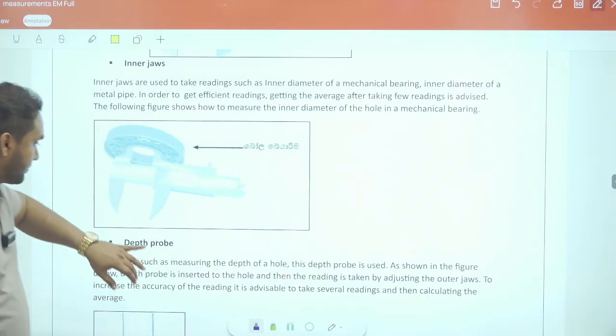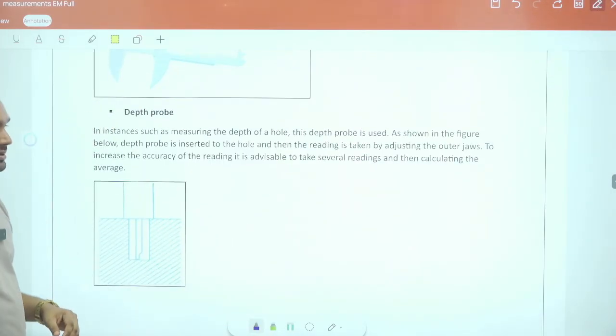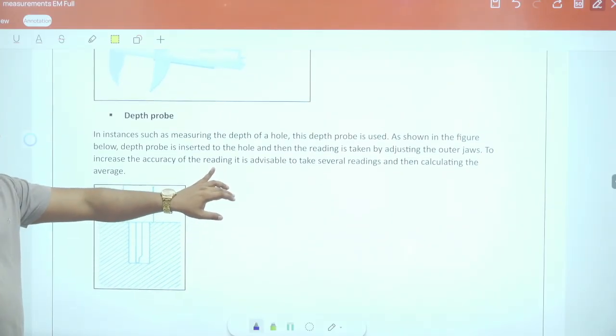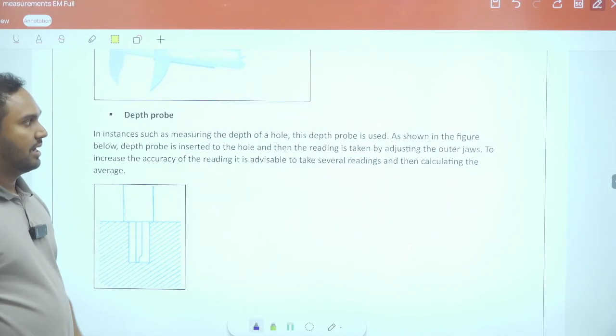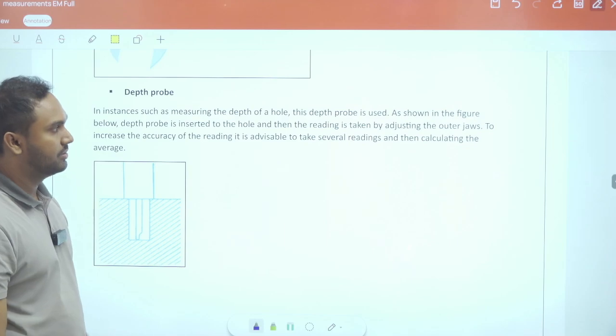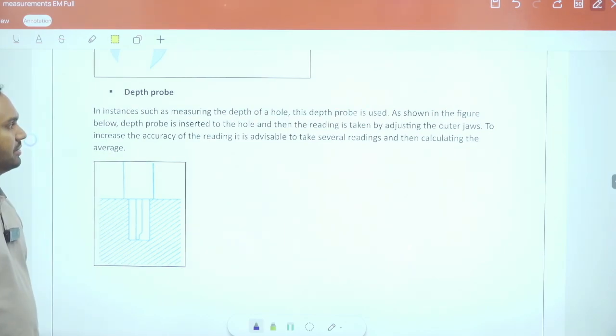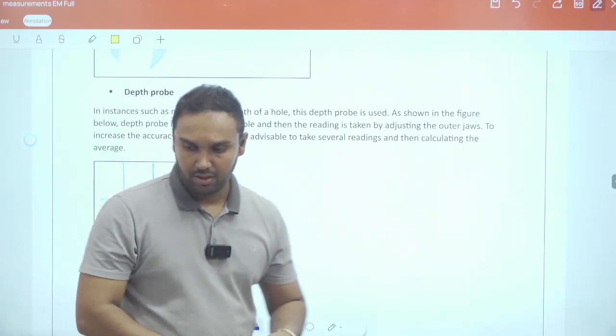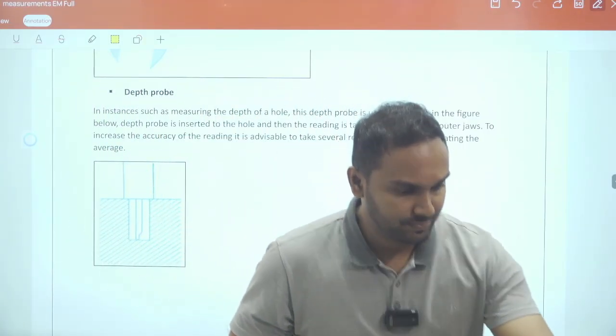Then come to the depth probe. Listen. Depth probe. In instances such as measuring the depth of a hole, the depth probe is used. As shown in the figure below, the depth probe is inserted into the hole and then the reading is taken by adjusting the outer jaws. To increase the accuracy of the reading, it is advisable to take several readings and then calculate the average. So how do you use the depth probe?